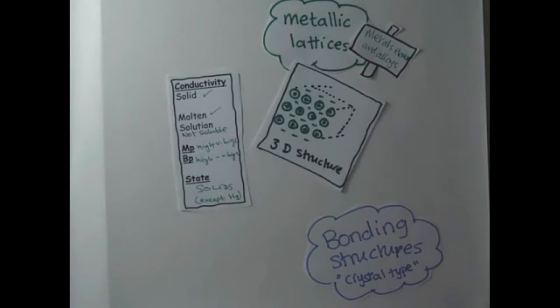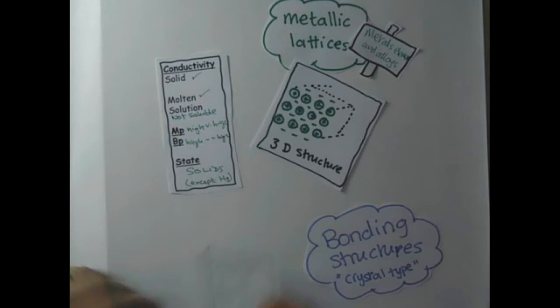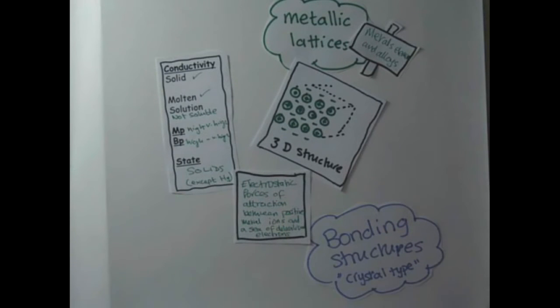Just before I move on to the fifth structure, I should have mentioned what are the forces of attraction between here, and we need the definition. So the definition is that we've got electrostatic forces of attraction between the positive metal ions and the sea of delocalized electrons. So that's the definition of metallic bonding. Okay, so now I will go on to that fifth crystal structure.